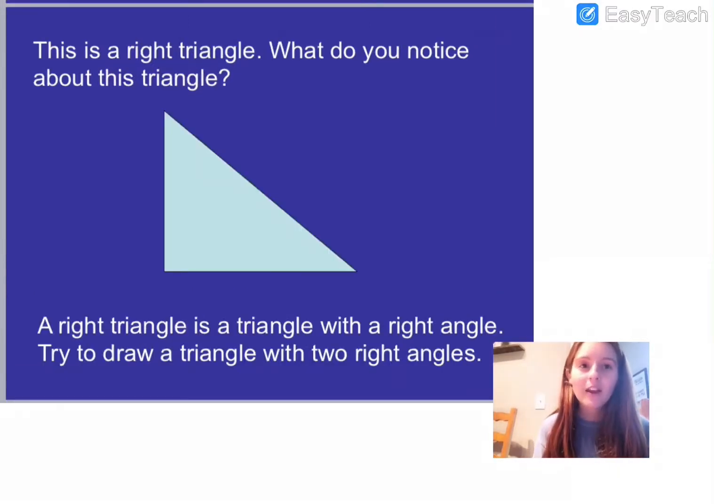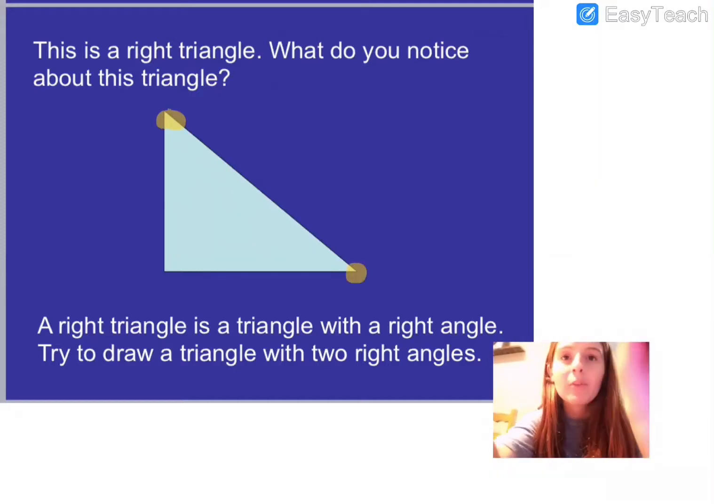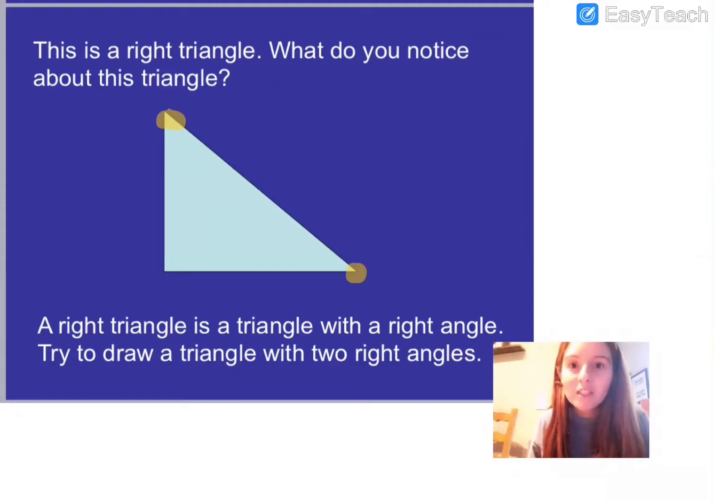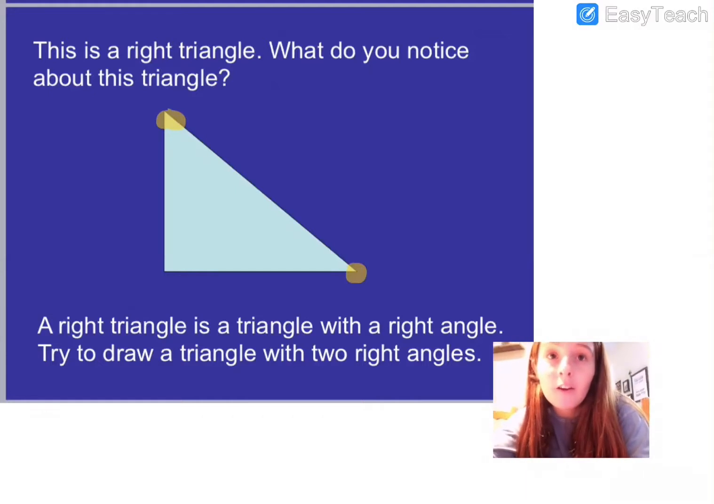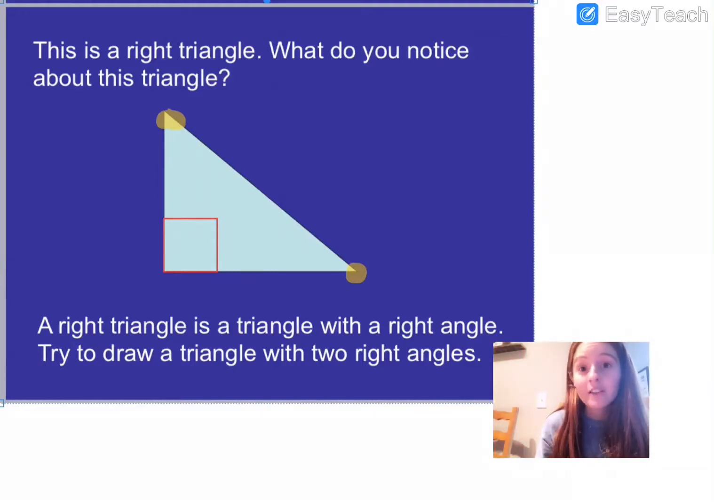Alright, so this is a right triangle. What do you notice about this triangle? We might be saying, okay, I see some smaller angles right here. But then if you look in that corner, you might be saying, oh, Mrs. Bailey, that has a right angle. And it does. If I were to put a post-it in there, that angle would make 90 degrees when I match it up on those sides. A right triangle is a triangle that has a right angle. If you want, you can try to draw a triangle with two right angles and see how that works out for you. But a right triangle is a triangle with a right angle. Just one.